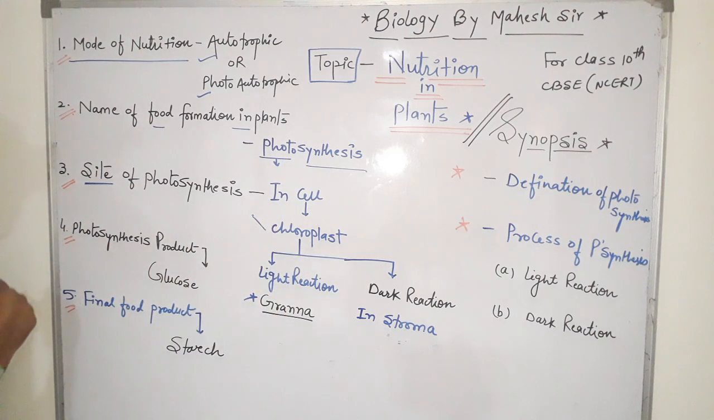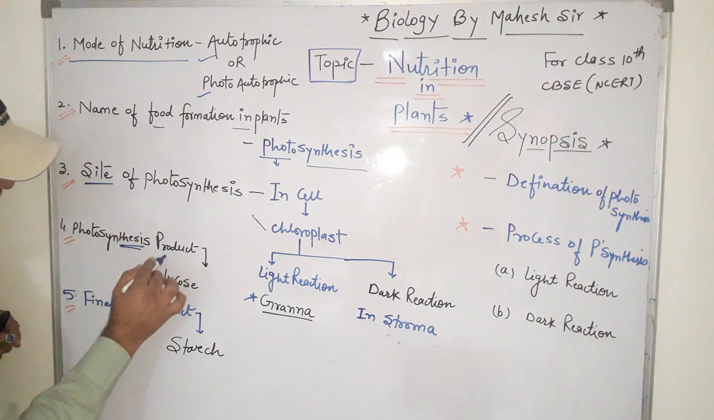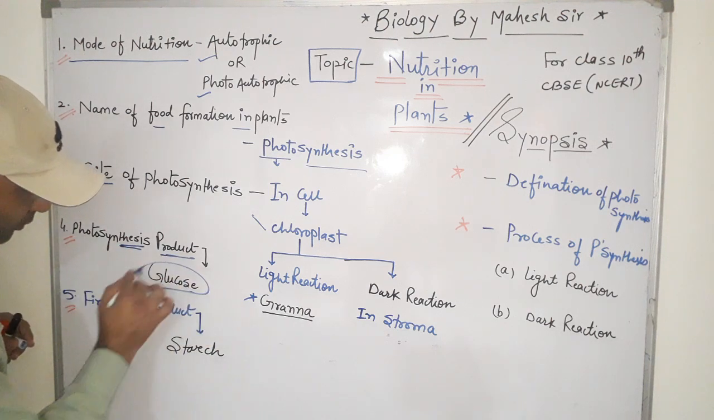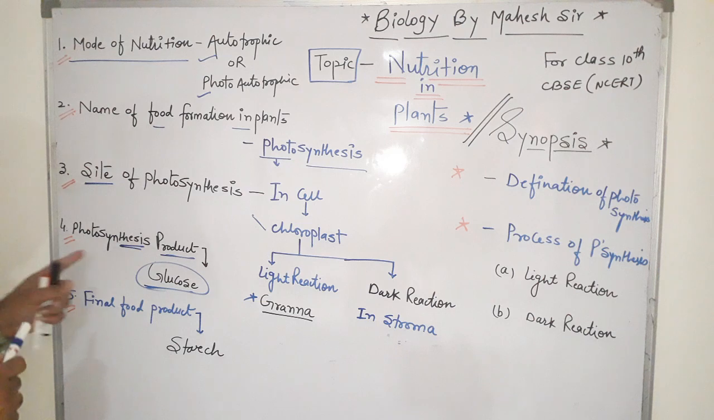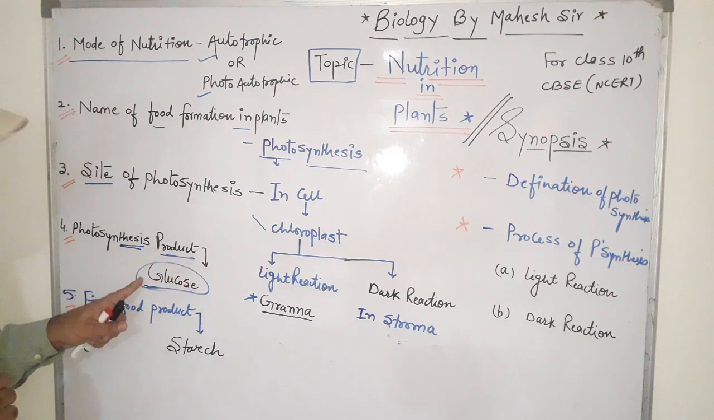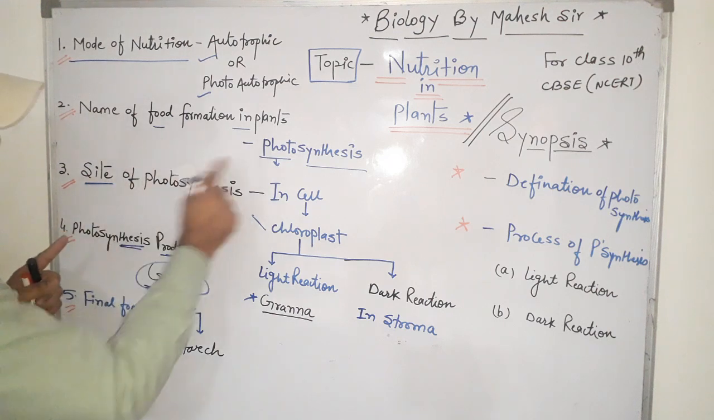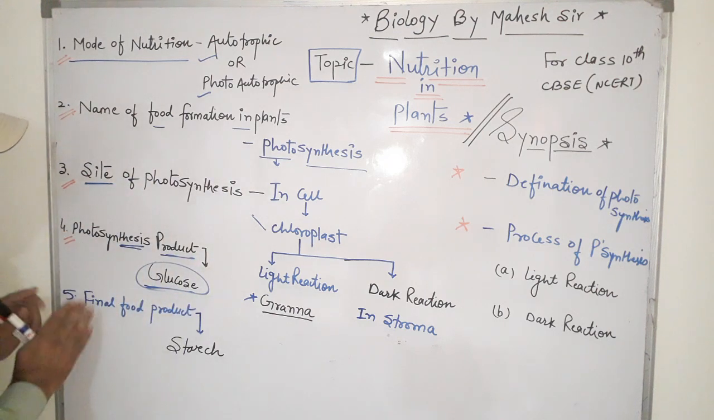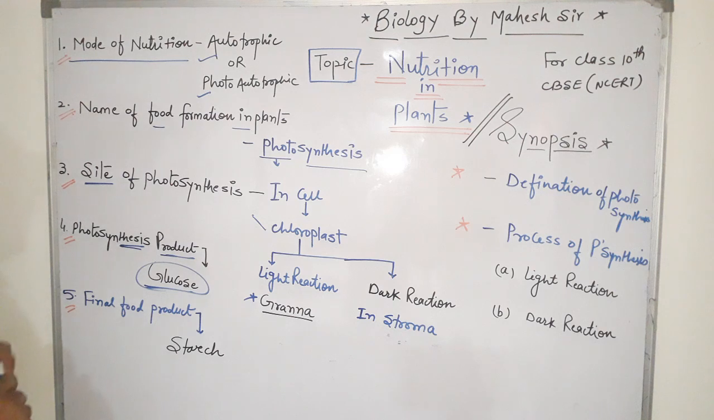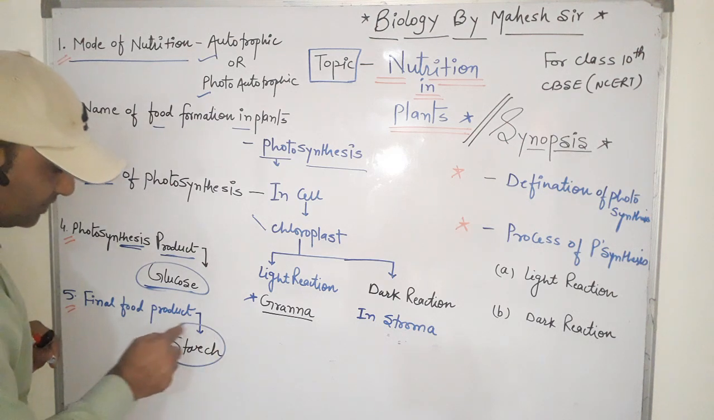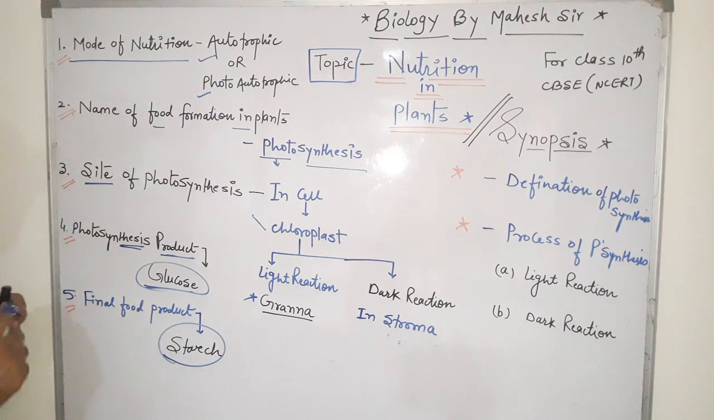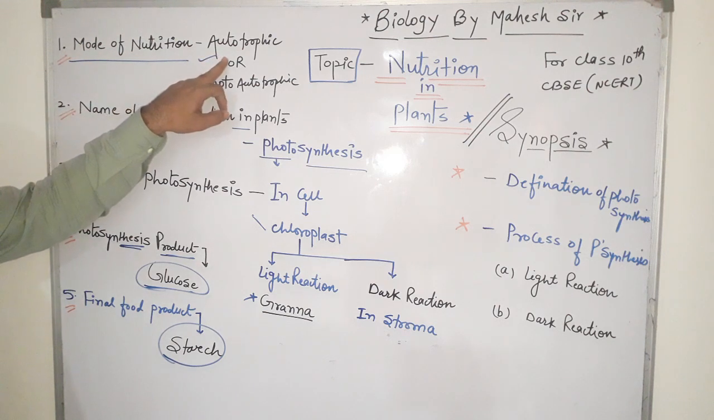Number 4, the photosynthesis product. The product produced at the end of photosynthesis is glucose. Clear? When photosynthesis is completed in the plant, it produces glucose, and the final food product in a plant is starch. So these are the five important points related to nutrition in plants. Again, the mode of nutrition in plants is autotrophic nutrition.